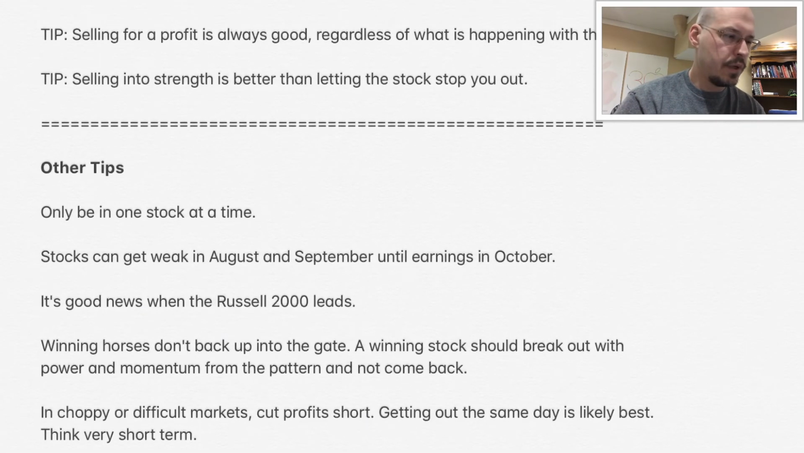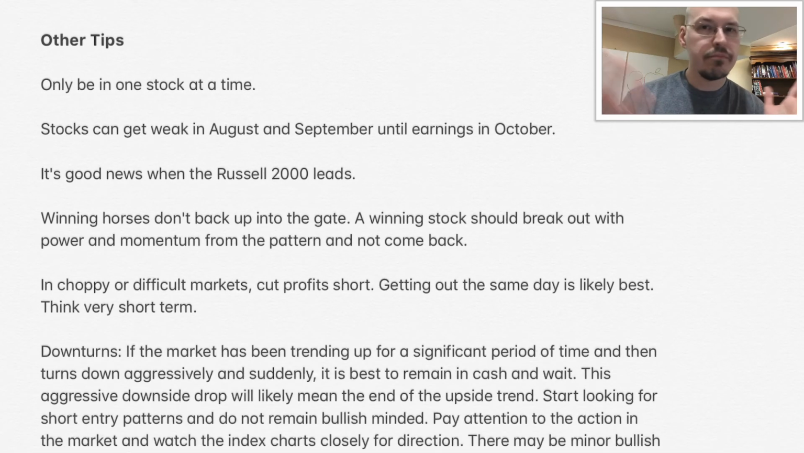So again, these two tips: selling for a profit is always good, regardless of what is happening in the chart. Selling into strength is better than letting the stock stop you out, which means you have a nice big profit, just take it. You don't got to be right. You don't got to hold it to infinity. Take your money and go.